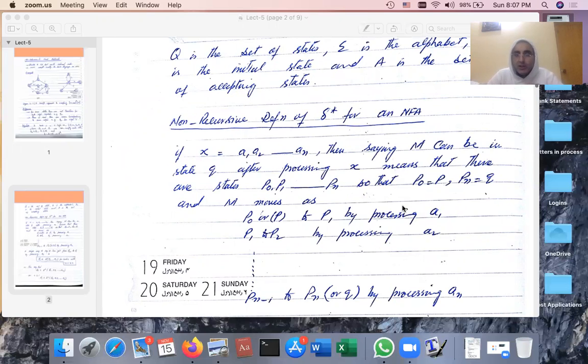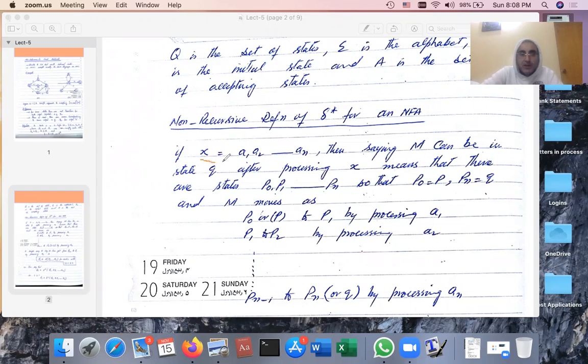Non-recursive means we have to explain only delta, the single transition function. So it is very theoretical stuff. We will read this and then try to understand it. For example, just look at the screen because I am highlighting with the cursor and then you will understand. Maybe I can also use the annotation.